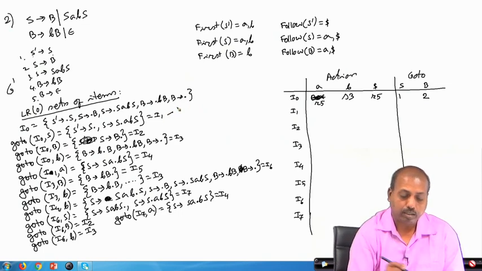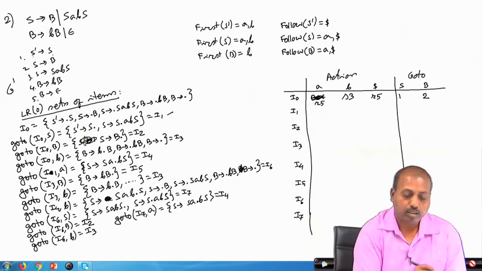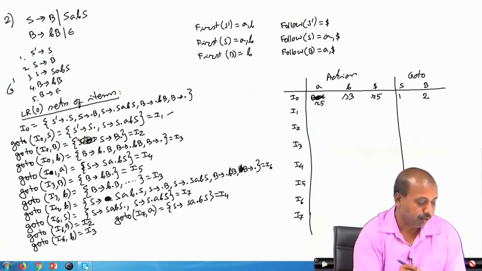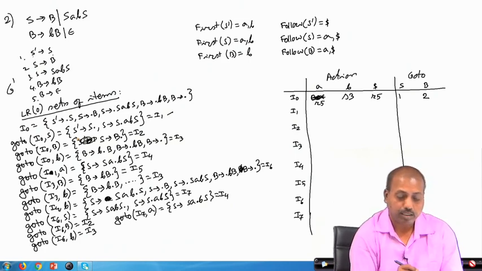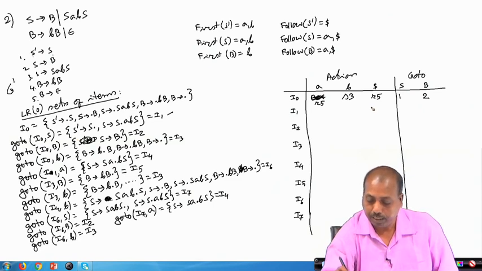Now, I 0 is done. Come to I 1. I 1 has got this rule S dash producing S dot. So, there I have to add the accept for the follow set. The follow set of S dash is dollar, so there I have to say accept.